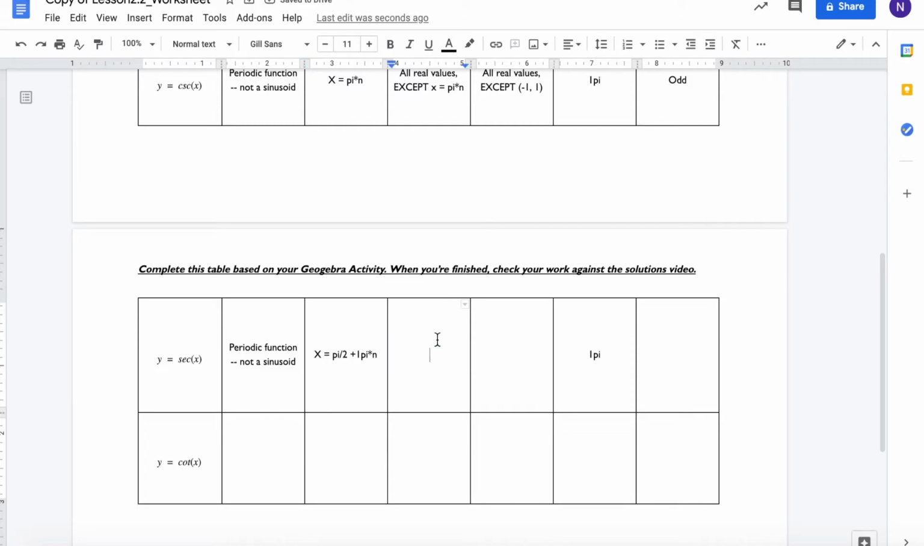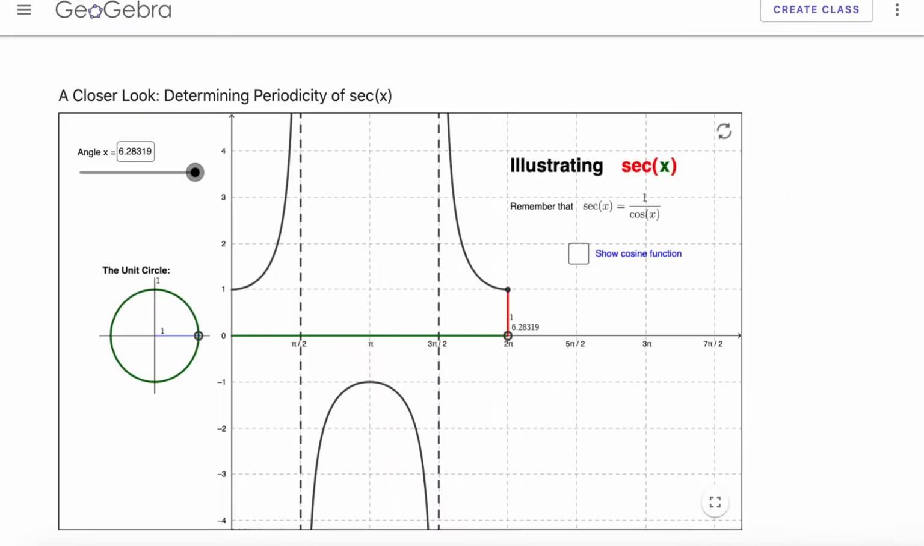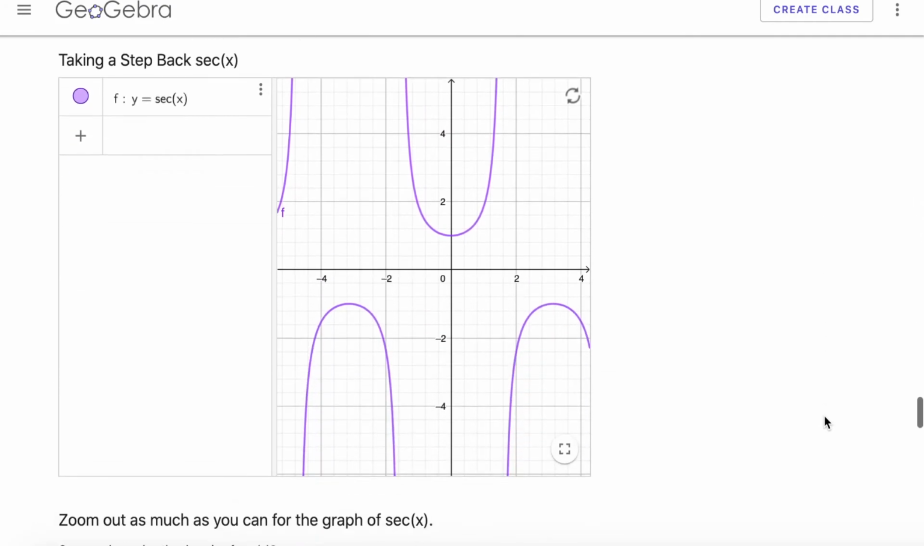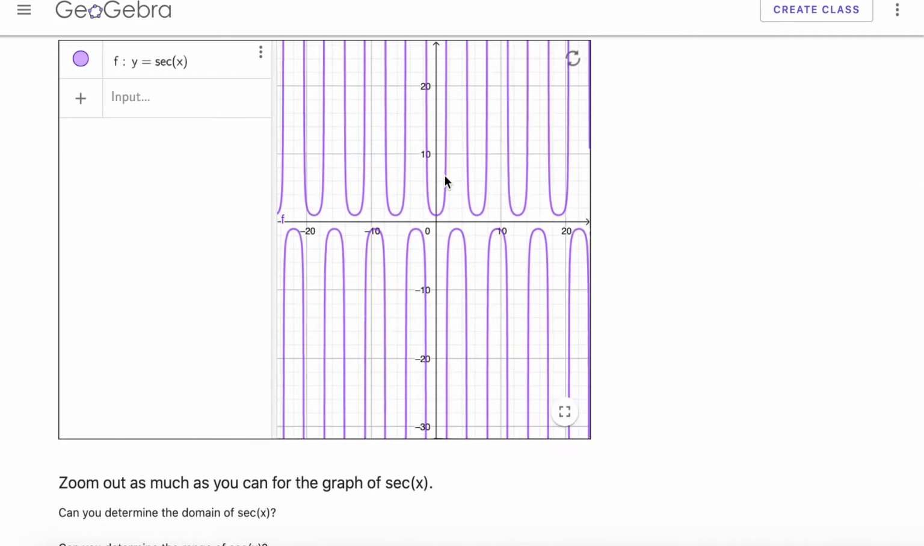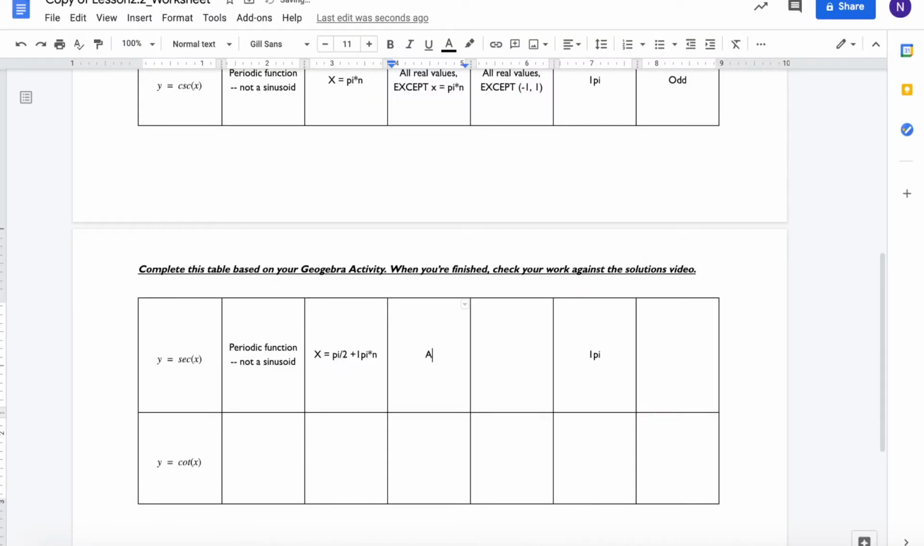So my domain would then be all real values except for when I have those asymptotes. And let me just confirm. I'm going to look at the bottom graph. I'm just going to zoom out a little bit. And yeah, it goes on for all real values for my domain. So I'm just going to say it's going to be all real values except when x equals pi over 2 plus 1 pi times n.